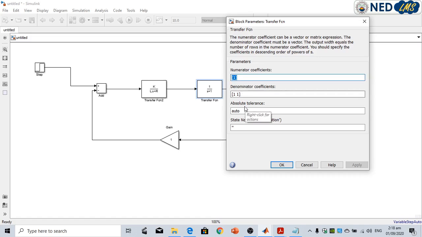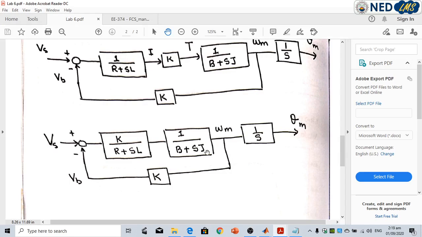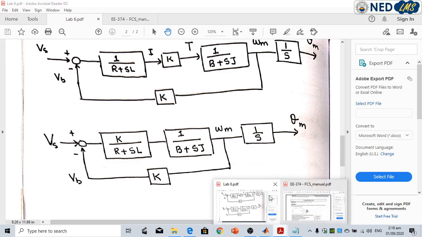We have 1 over 1 in the numerator, and the first term is the coefficient of s, which is J here, and the next one is B with s to the power 0. Then apply, and this will be, according to our block diagram, 1 over B plus sJ, and K divided by R plus sL. Okay, fine.